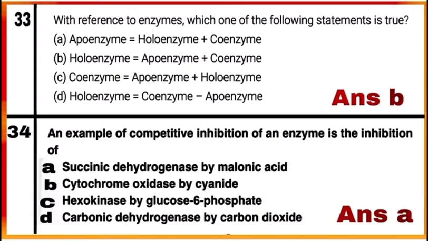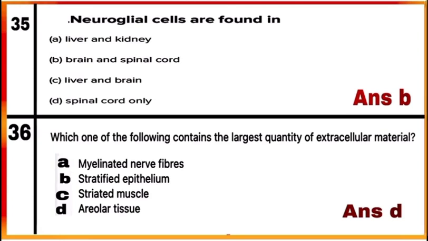Question 34. An example of competitive inhibition of an enzyme is the inhibition of succinic dehydrogenase by malonic acid, which closely resembles the substrate succinate in structure. It is an example of competitive inhibition. So here mark A as a correct answer. Question 35. Neuroglial cells are found in brain and spinal cord, which protect and support the neurons, and they make up more than 1/2 the volume of neural tissue in our body. So here mark B as a correct answer.